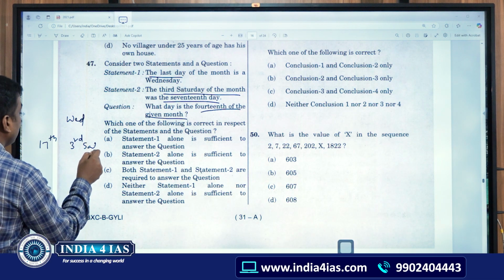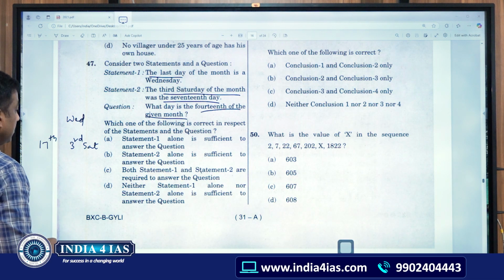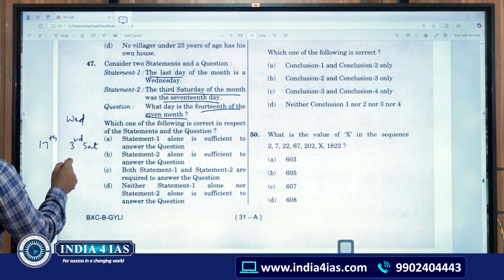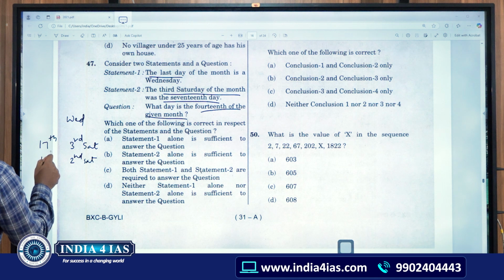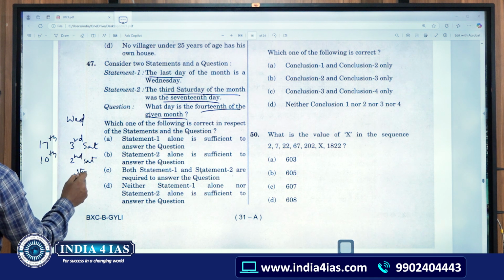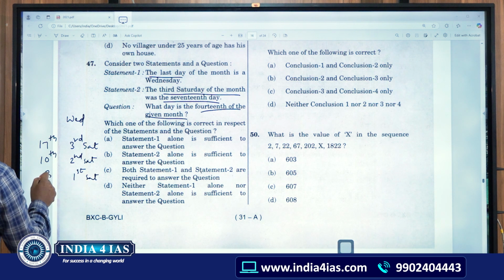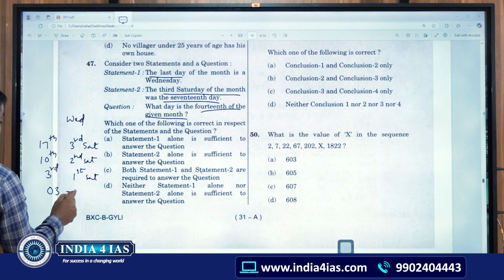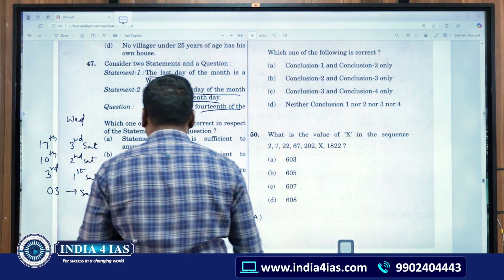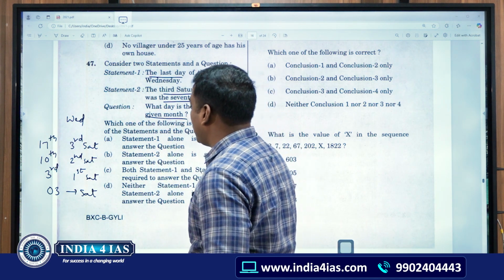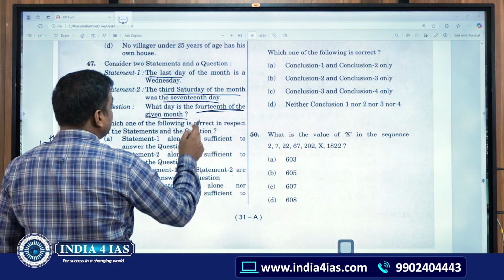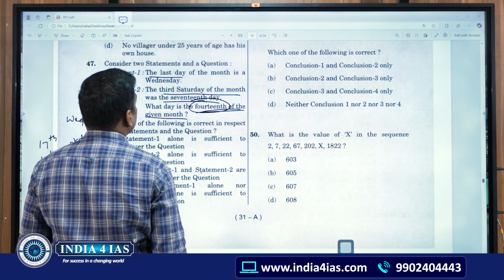17th is the third Saturday. So the second Saturday will be 7 days less than this, that is 10th. First Saturday is 7 days less than this, that is 3rd. So the 3rd of that month is Saturday. And they are asking, what day is the 14th of the given month?